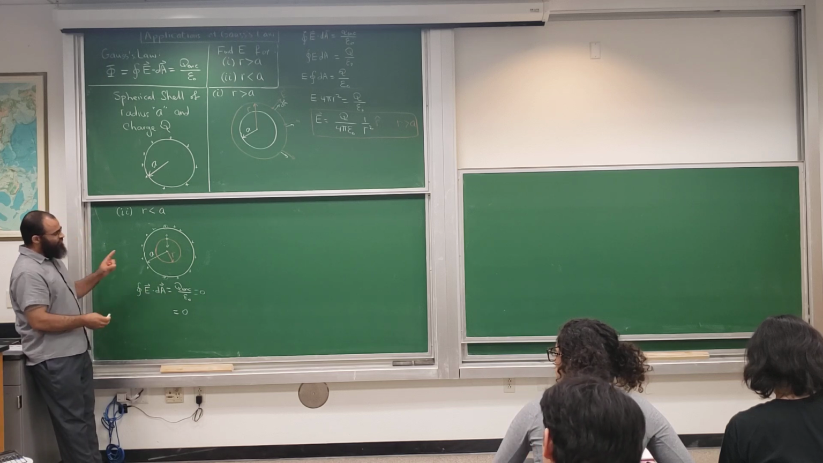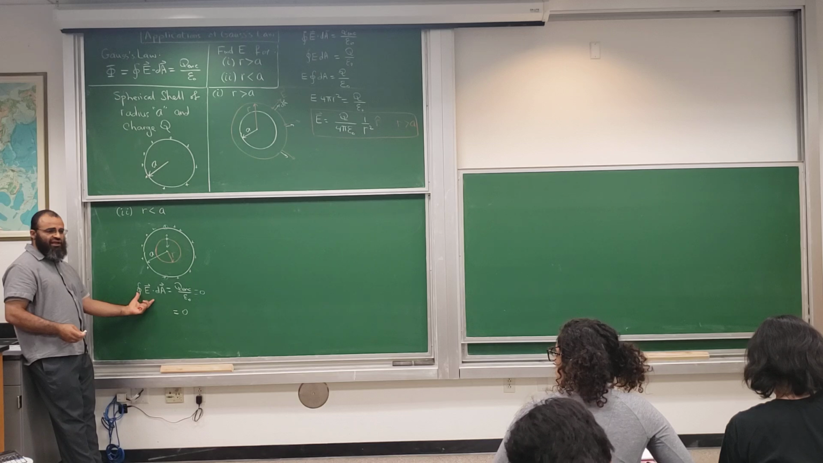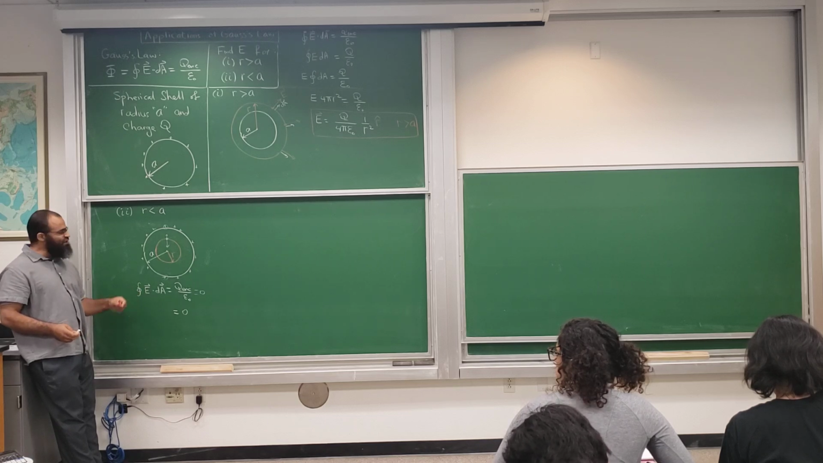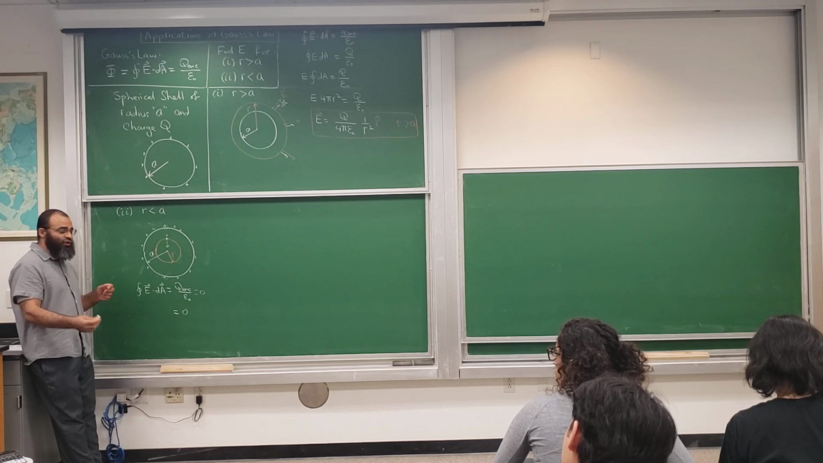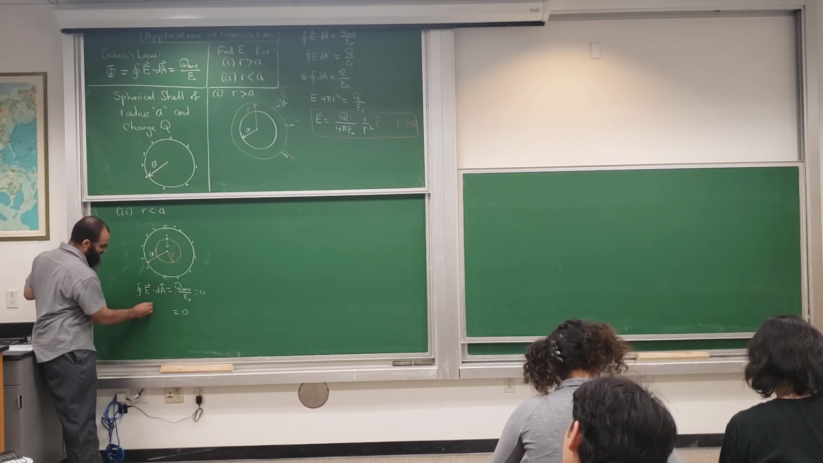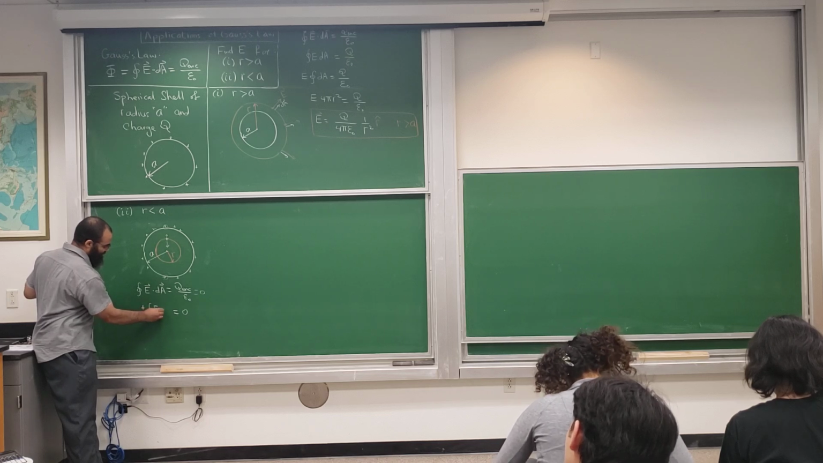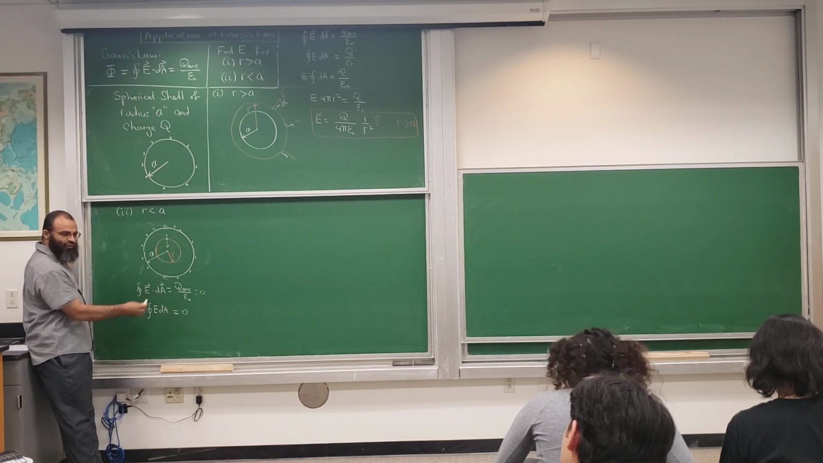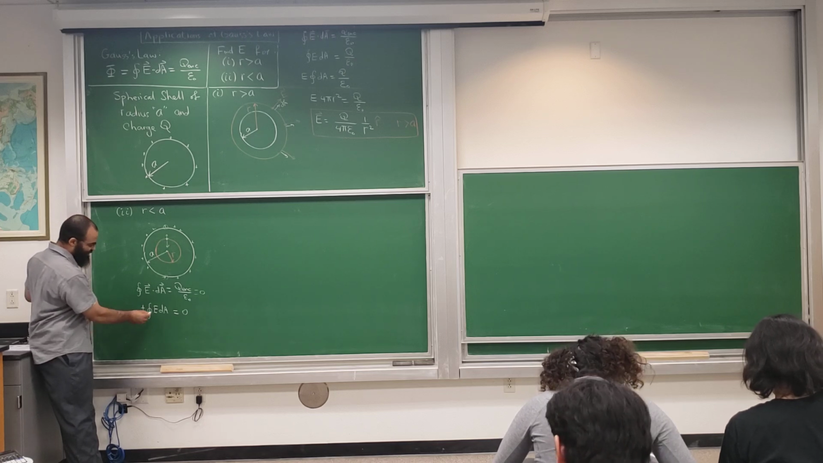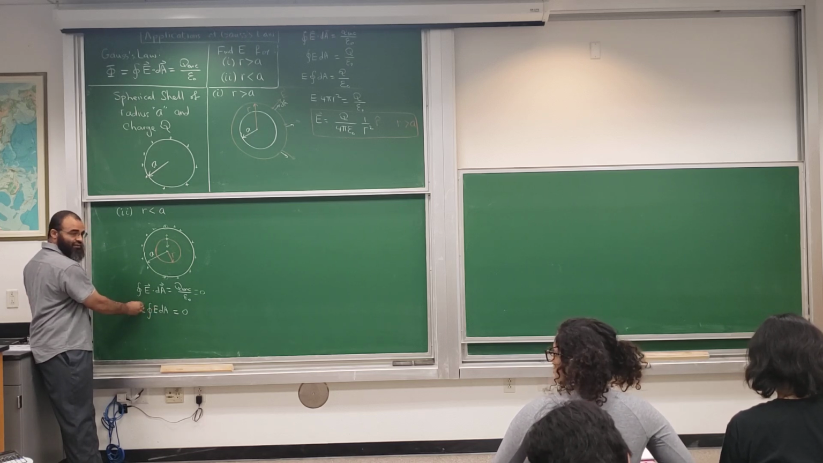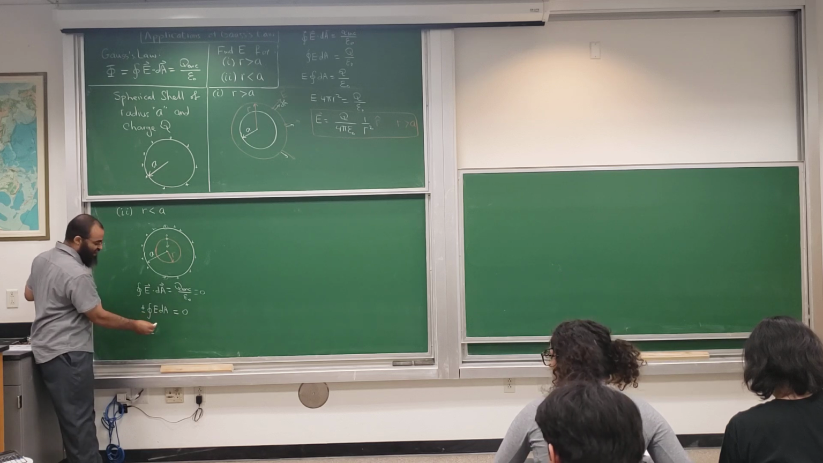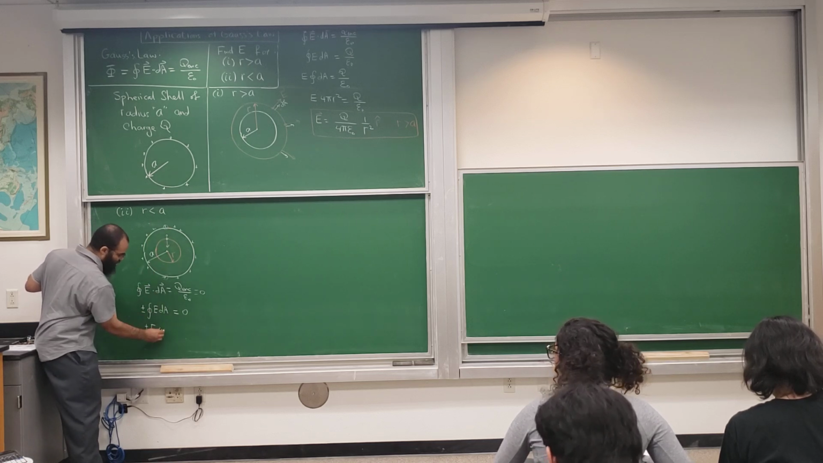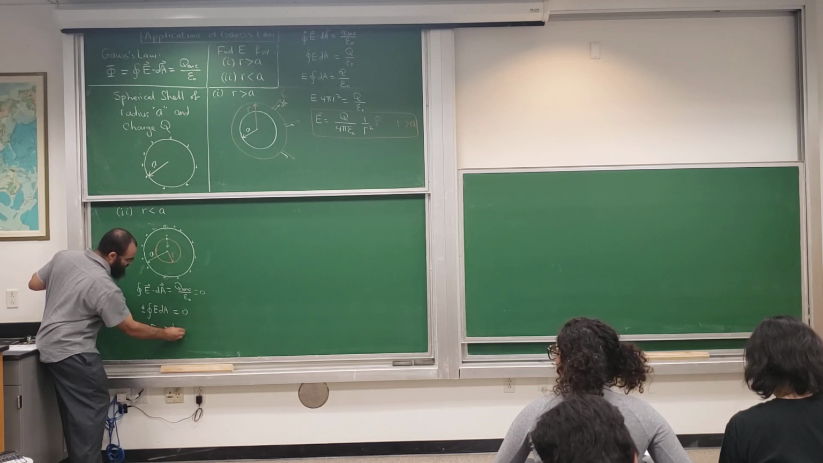E dot dA. If the electric field is radially outward, what would E dot dA be? EdA. What if it's radially inward? Negative EdA. So it could be plus, it could be minus. I'm going to allow for both. We're going to say plus or minus EdA. Again, it would be 0. Electric field would be constant, right? So we pull it out. So we get plus or minus E times the integral of dA, and the integral of dA is 4 pi r squared, right? We did that earlier.